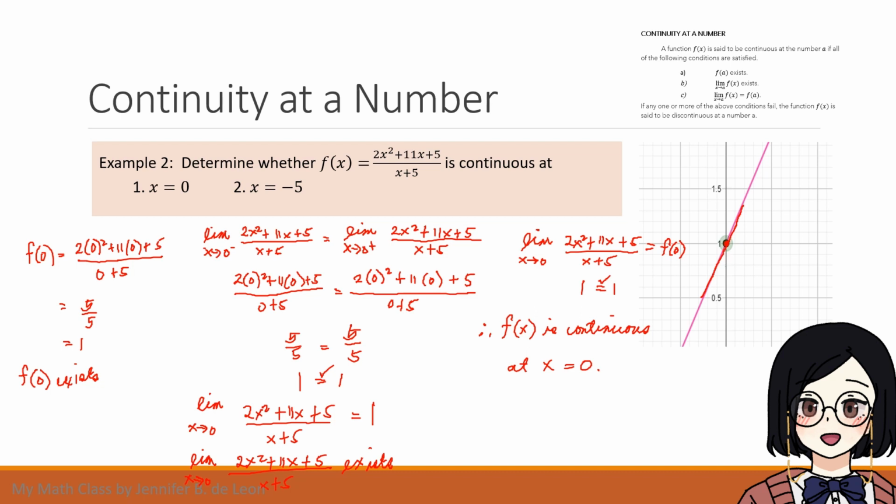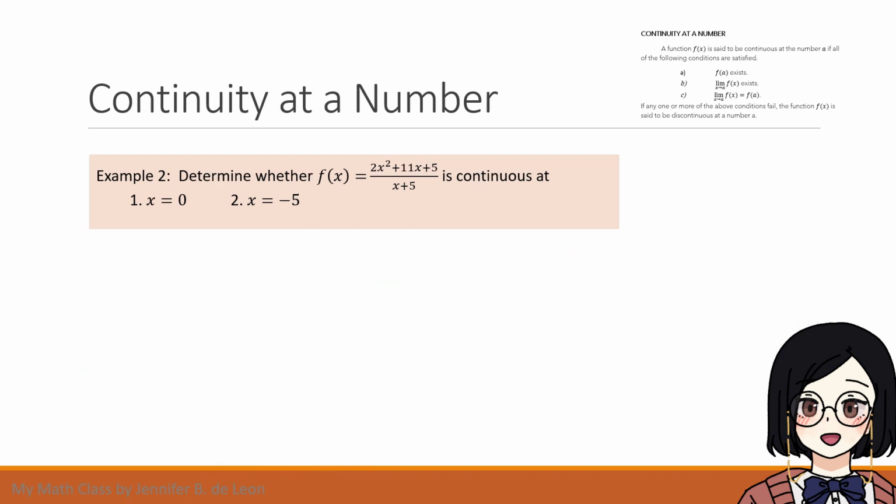Now, let's try whether the function is continuous at x = -5. We again use the three-step method. We evaluate the given function at x equal to -5. So (2 times (-5)² + 11 times (-5) + 5)/(-5 + 5). To simplify this, this will be (2 times 25 - 55 + 5)/0.